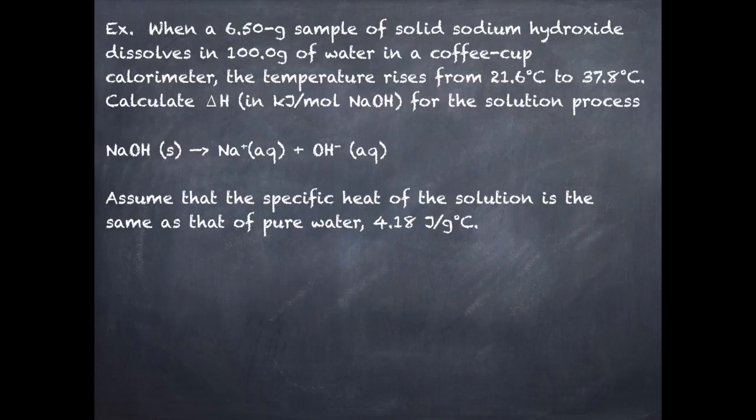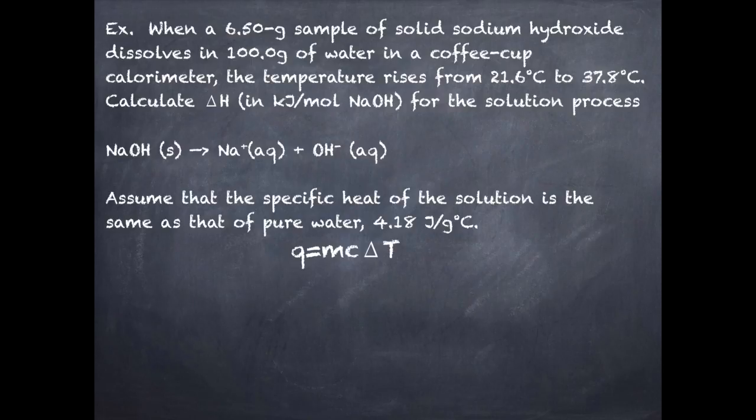So let's look at an example right here. It tells me I have 6.50 grams of solid sodium hydroxide, and I'm going to dissolve it into 100 grams of water. Now, it wants me to determine the heat that is going to be released, and I know it's going to be released because the temperature of the water is increasing. And so what I'm going to first do is use this formula to determine the heat that the solution absorbs.